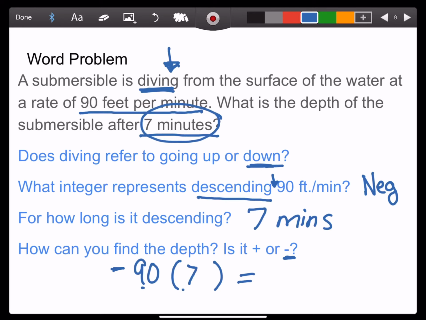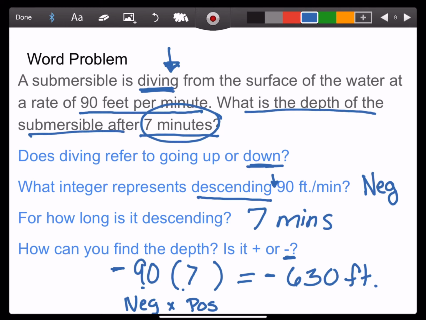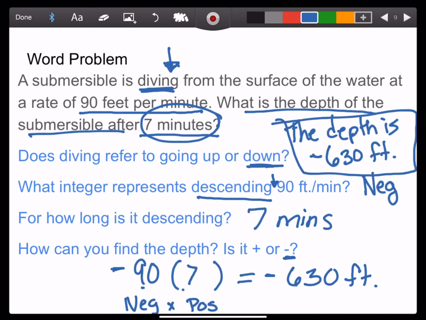So just 9 times 7 is 63, right? But 90 times 7 is 630. And then it's going to be a negative times a positive, which is going to give you negative 630 feet. Now you have to answer in a complete sentence. So what is the depth of the submersible? So you're going to say the depth is negative 630 feet. And that is your final answer.